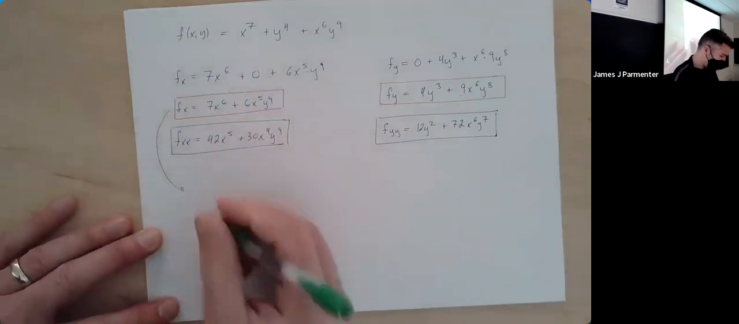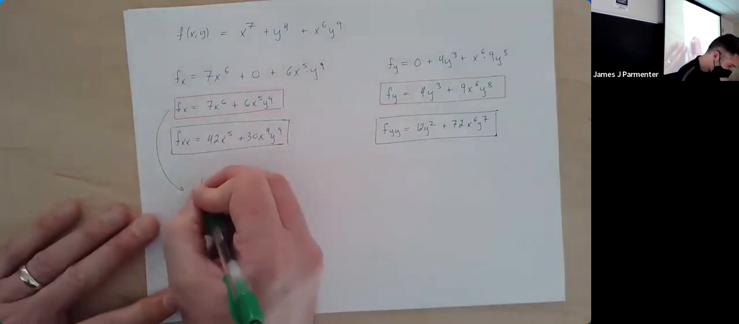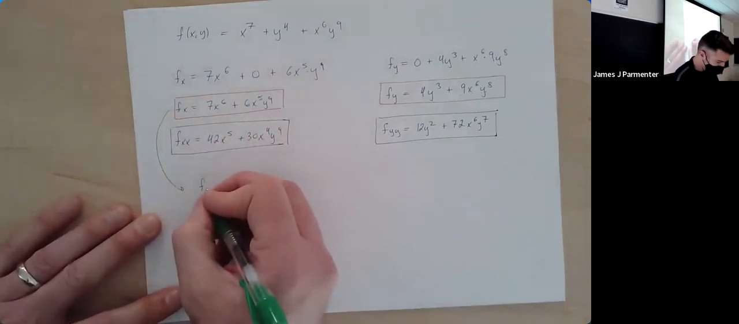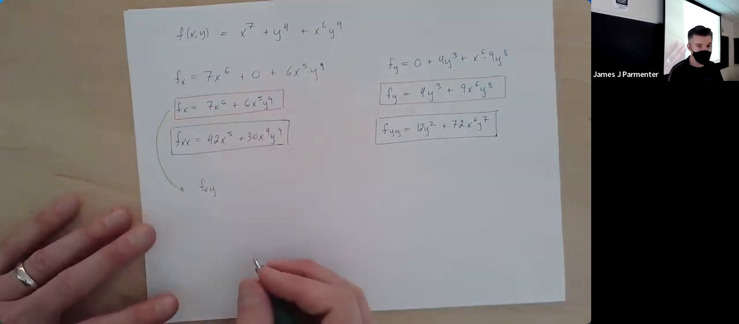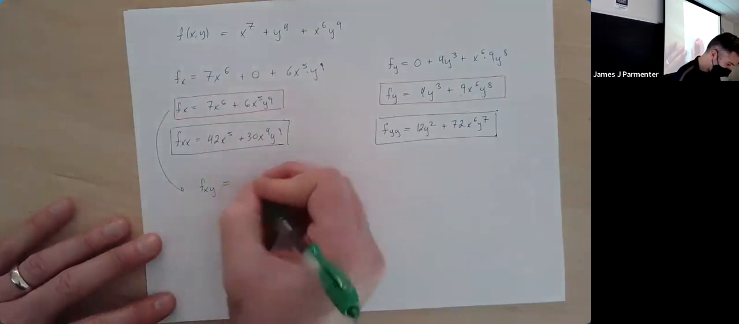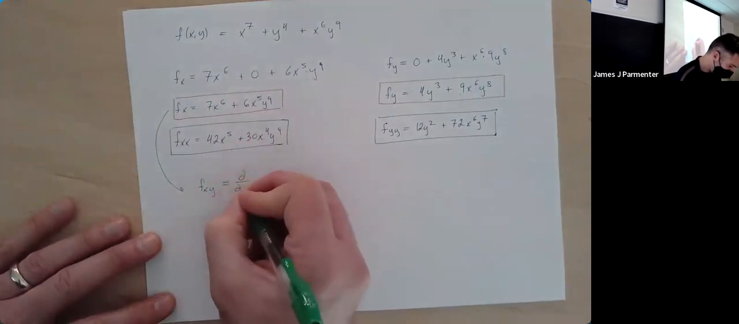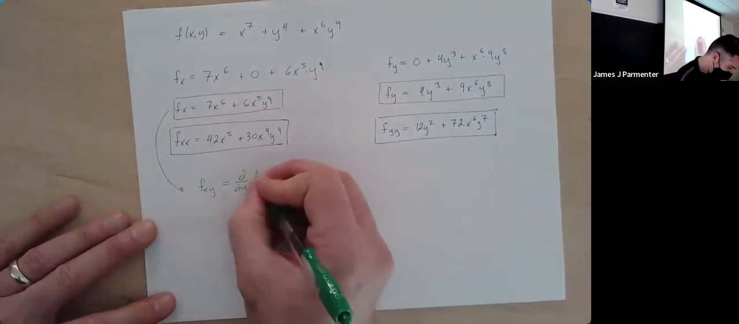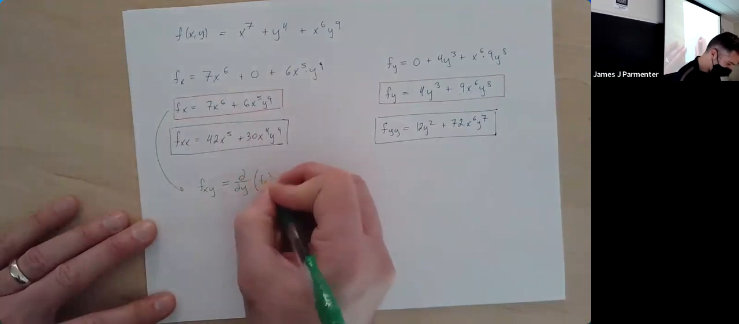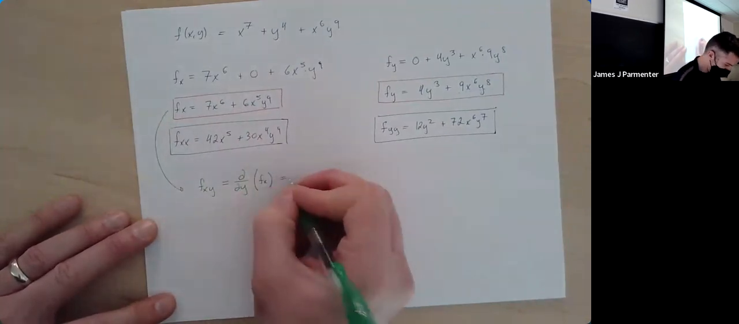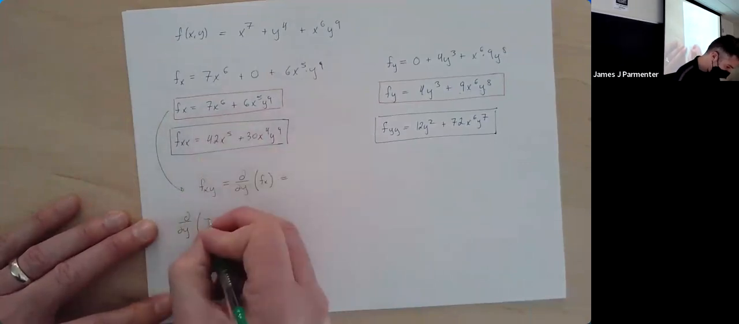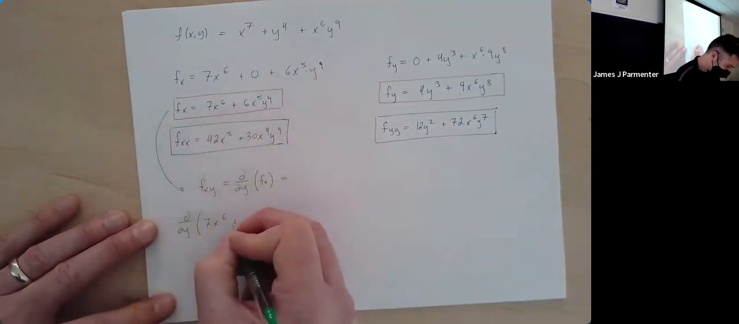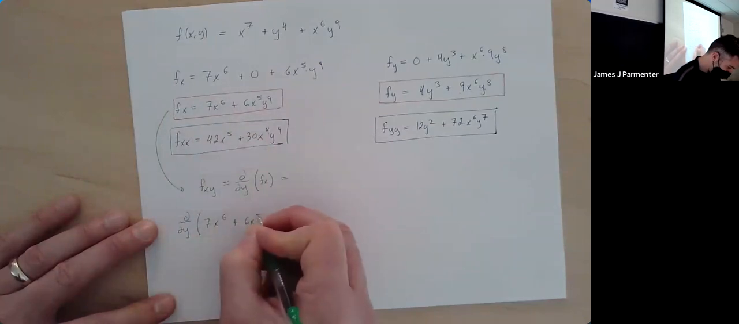So here I'm going to find fxy. I'm going to take the derivative with respect to x and take the derivative of that with respect to y. So sometimes I find it helpful to write this as del y of fx. Meaning I'm going to take the partial derivative with respect to y of 7x to the 6th plus 6x to the 5th, y to the 9th.